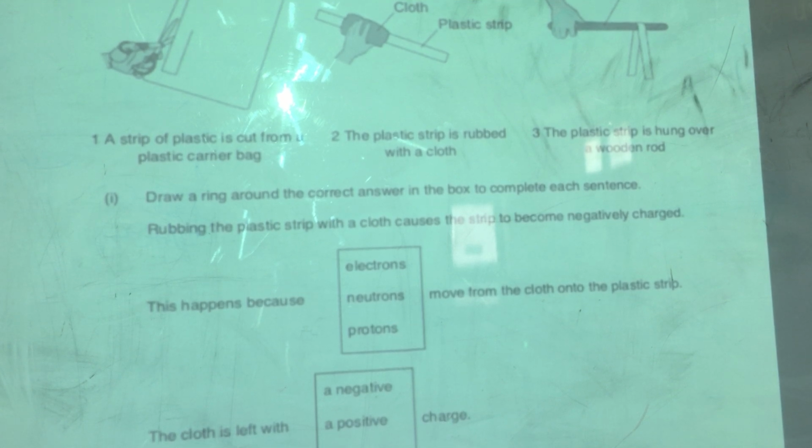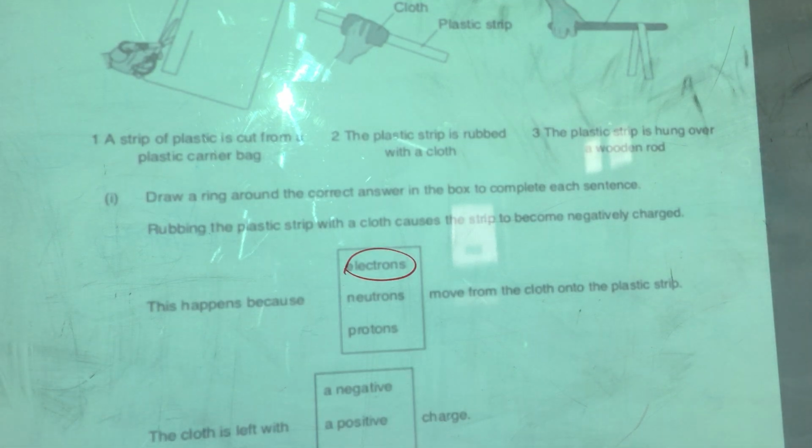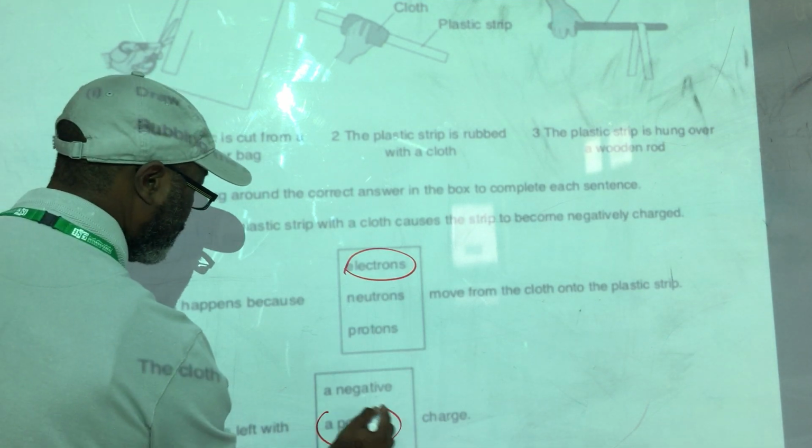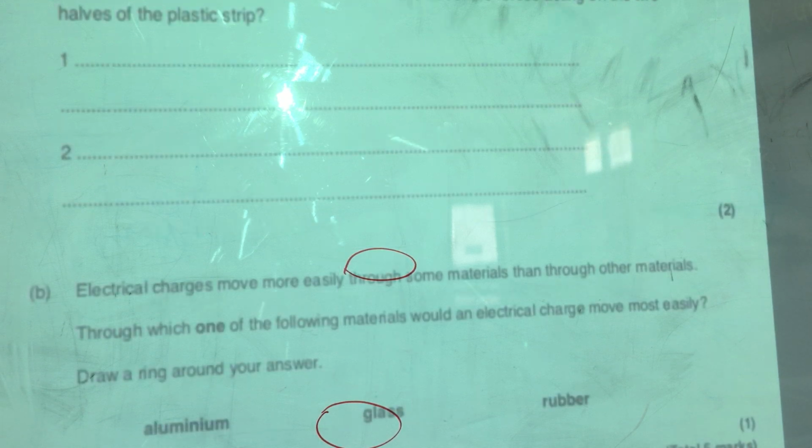A loss of electrons will amount to positive charge, and a gain of electrons will amount to negative charge. So this cloth will then be left positive because electrons have moved from the cloth onto the plastic strip. So the basis for these two answers is because electrons have moved.